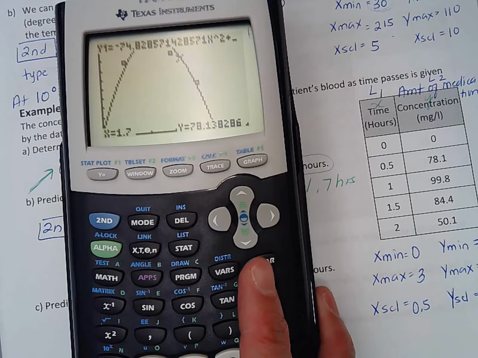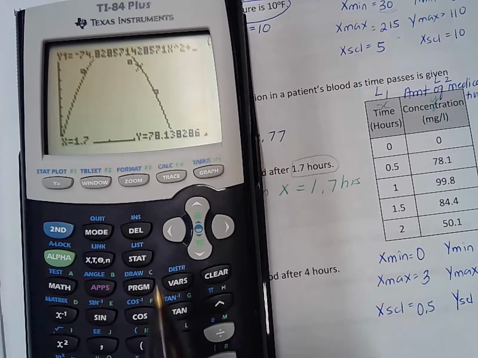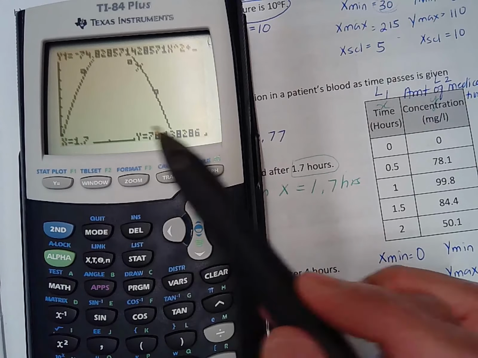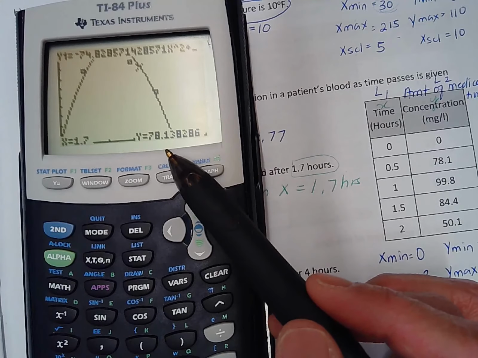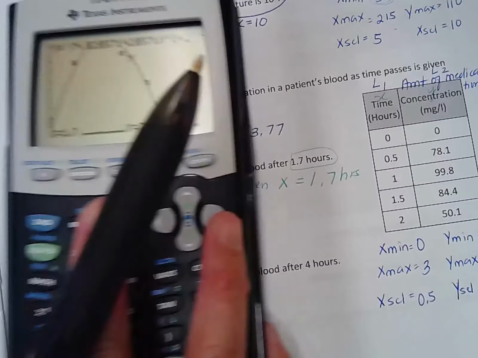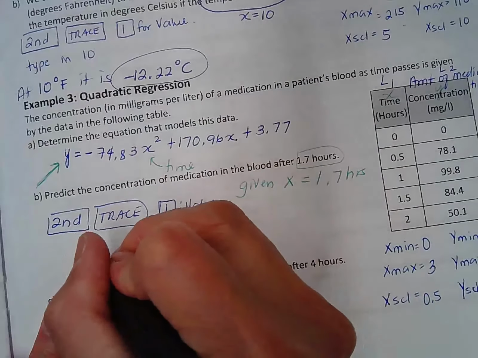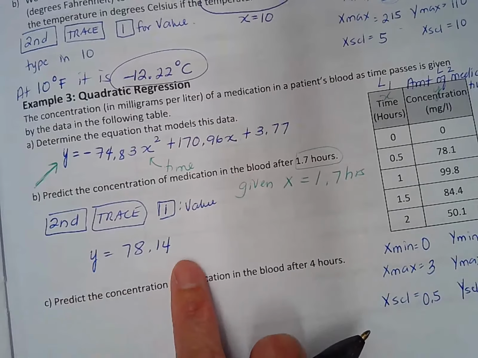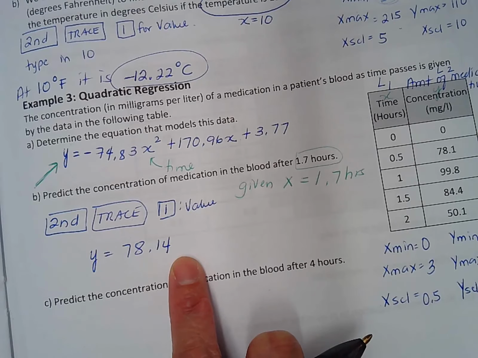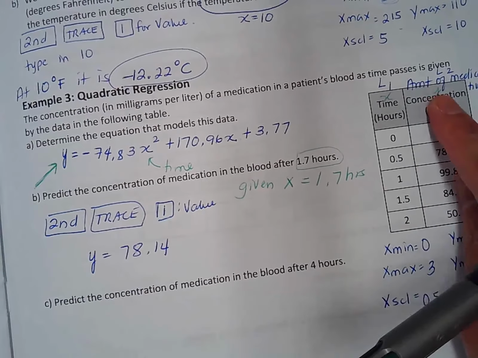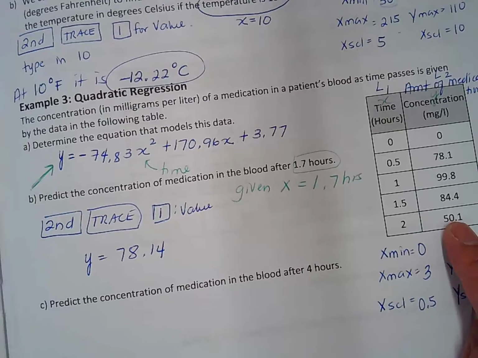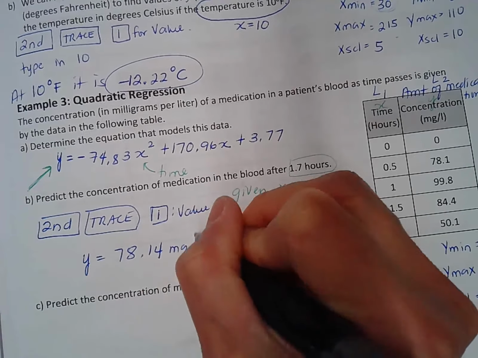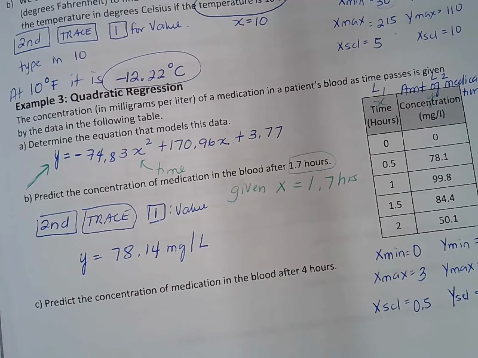Okay. So what does that say? If x, which is the time, is 1.7, what is the y? 78.14. Okay, so y equals 78.14. And what is the y value again? Y value is talking about the amount of medication. So what's the unit there? Milligrams per liter. Yeah. Is that good?